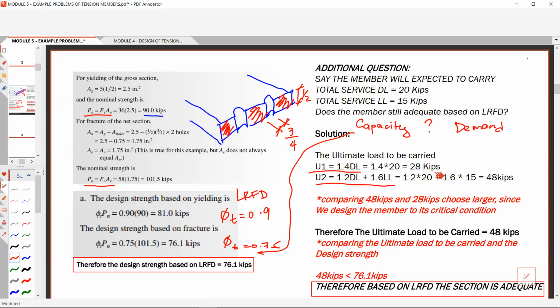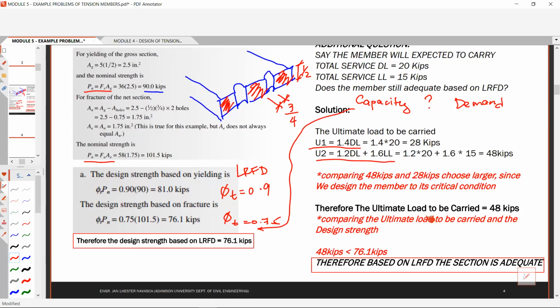So comparing 48 to 28 kips, we are choosing the larger value, since all the load combinations are basically what we are expecting to happen in our building or in our structure. So we will design our section based on the larger of what we are expecting. Since we are expecting 48 kips, we will design our section based on 48 kips. That is why we design the member to its critical conditions.